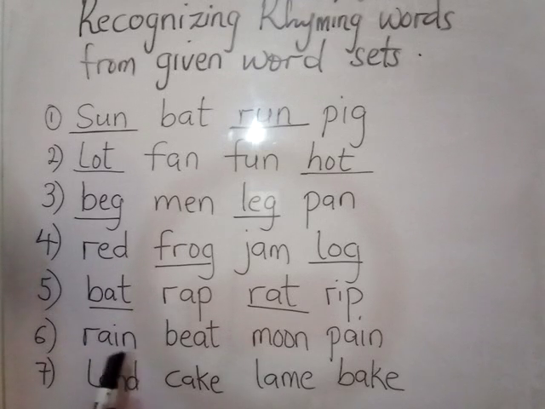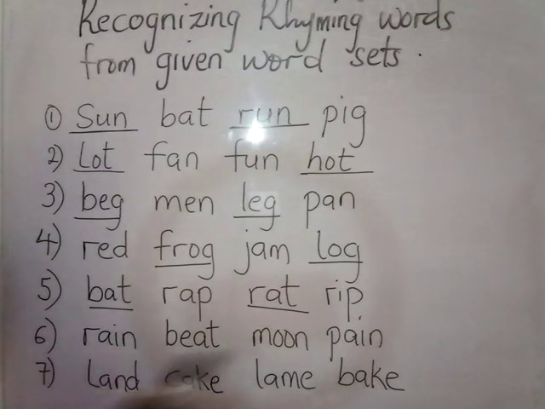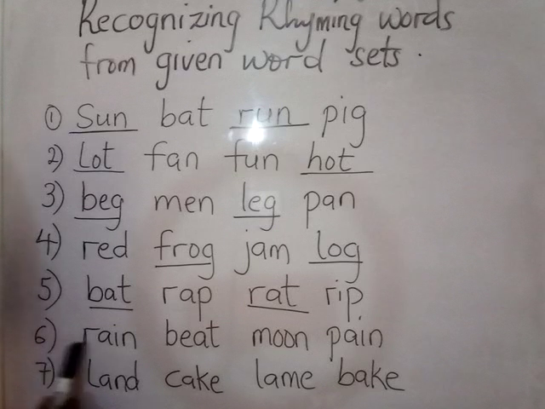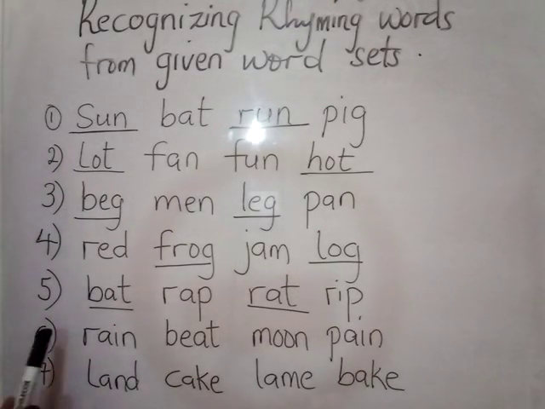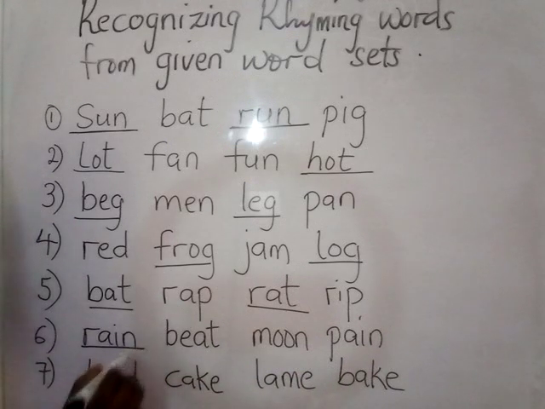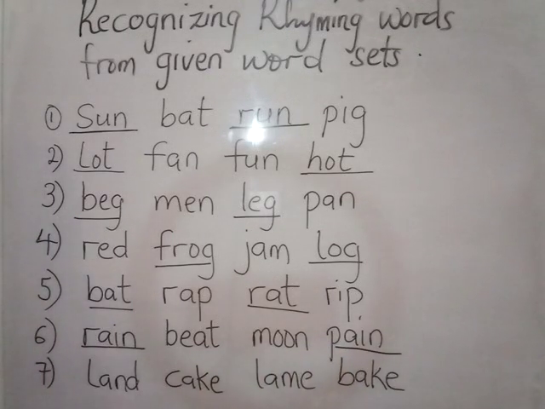Now let's look at rain and moon. Ain, oon. Do they sound alike? No, they don't. So let's look at the last word there and check it with rain. So we have rain, pain. Let's remove the first sound, r and p. We have ain, and here we have ain. They sound alike, don't they? Rain, pain. So here we have found our two rhyming words in this set, and they are rain and pain.